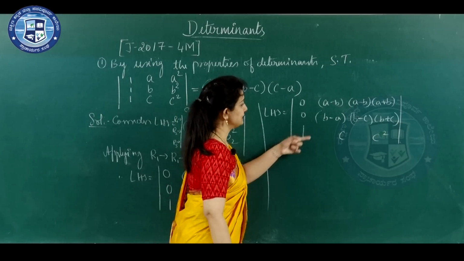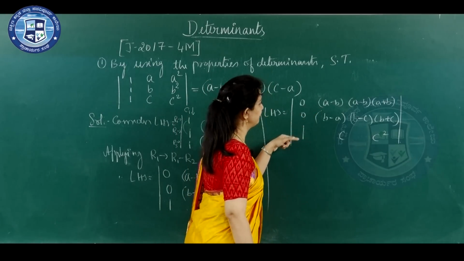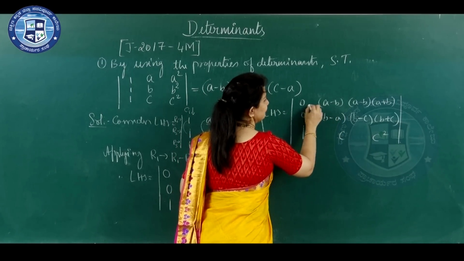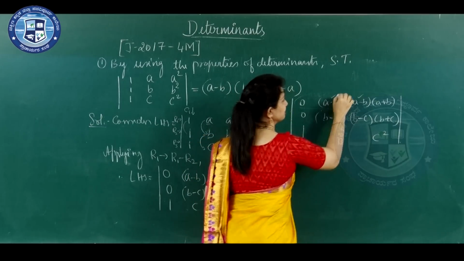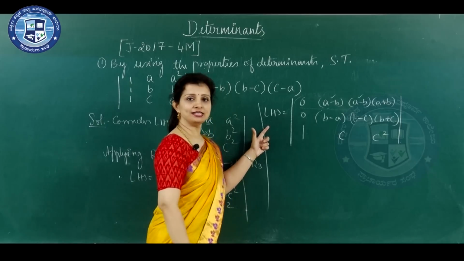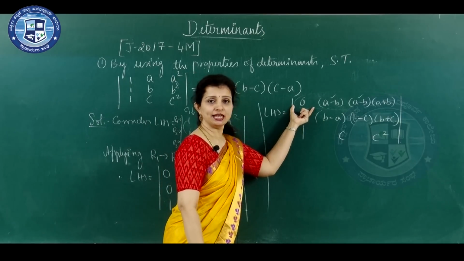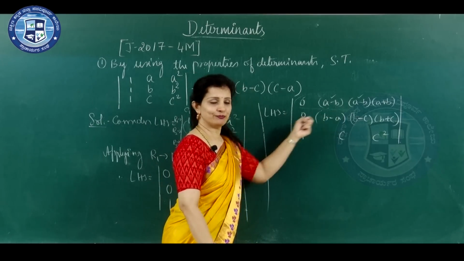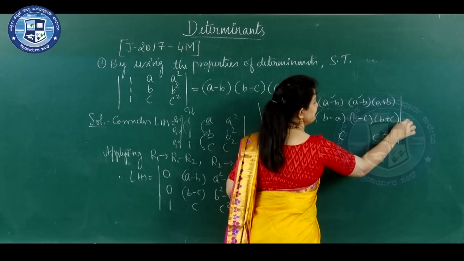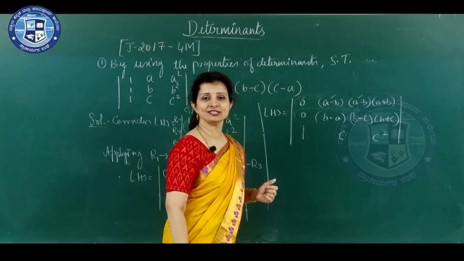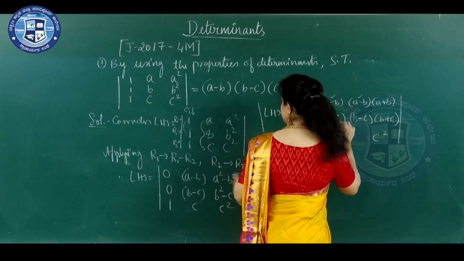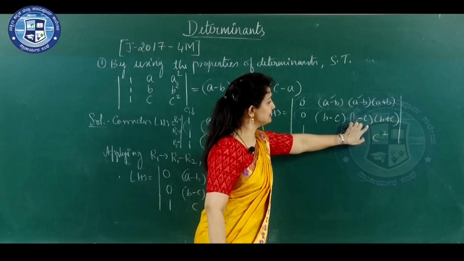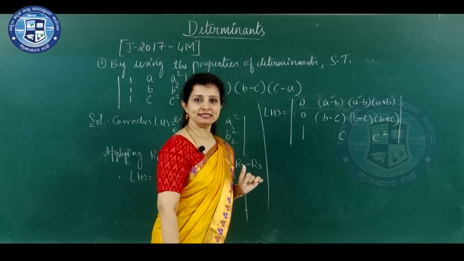Now, look at this. Here the first row elements are such that A minus B is common. 0 into any term is 0. So, A minus B can be taken out from the first row. And what about the second row? Which element is a common factor? B minus C is a common factor. So, from the second row, B minus C can be taken out.